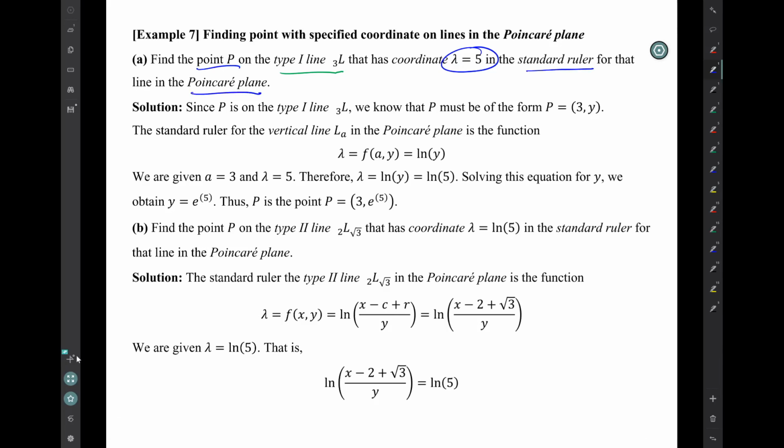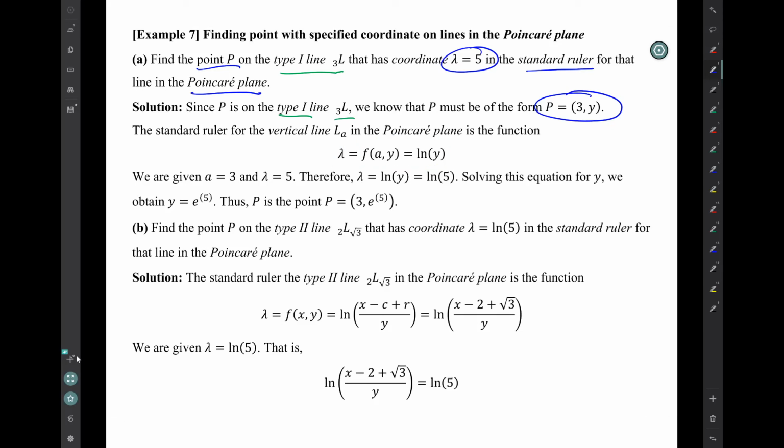All right, well, in question A, we were dealing with a type 1 line. So that means that point P has to be of this form, (3, y). Whatever that x-coordinate is for that line, that's got to be the x-coordinate for point P. Furthermore, we know that the standard ruler for a type 1 line in the Poincare plane is this: F of (a, y) is just ln of y. So that's how you get the lambda.